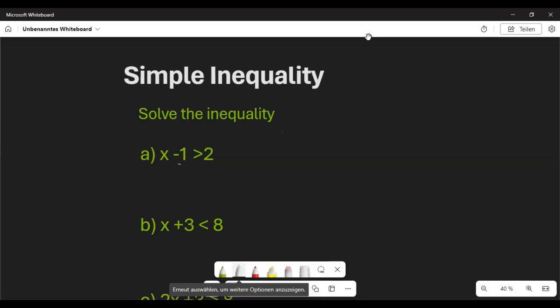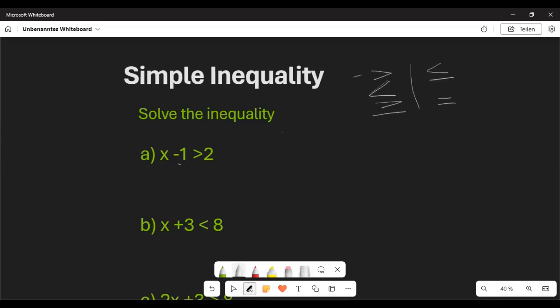In this video, I'm going to talk about simple inequality. I hope you are aware of the following symbols: greater than, less than, greater than or equal to, smaller than or equal to, and then the last one is equal. If you are aware of these symbols, then inequality is going to be easier to understand. So now let's go straight to the questions.